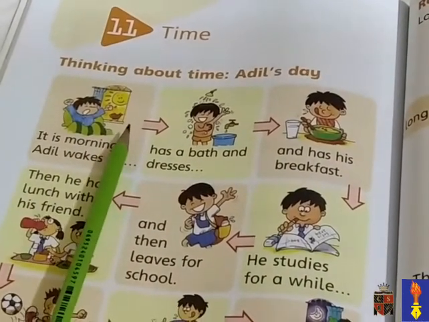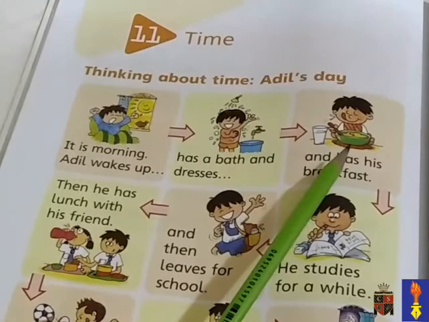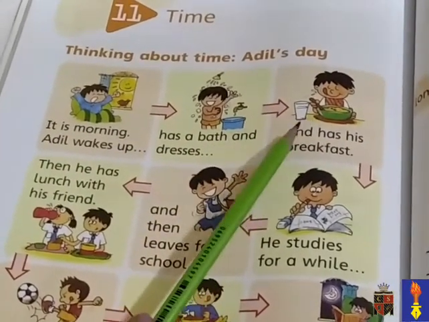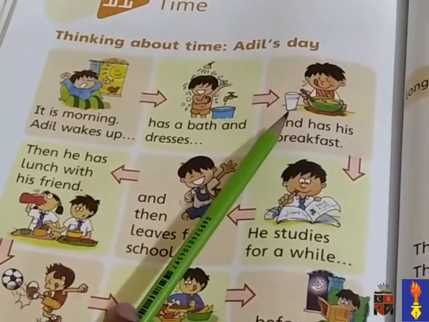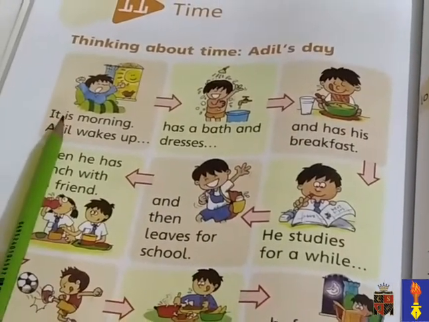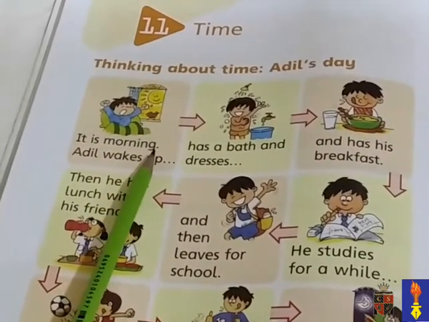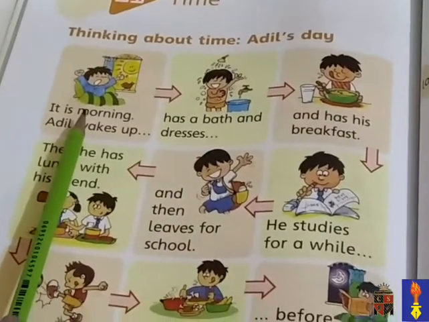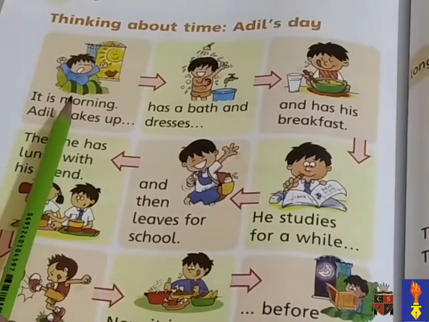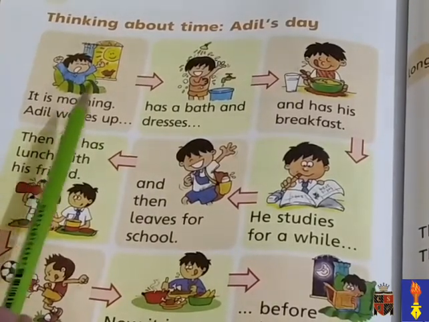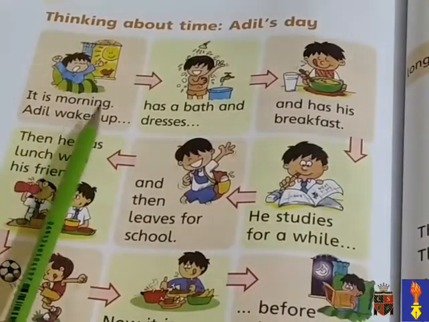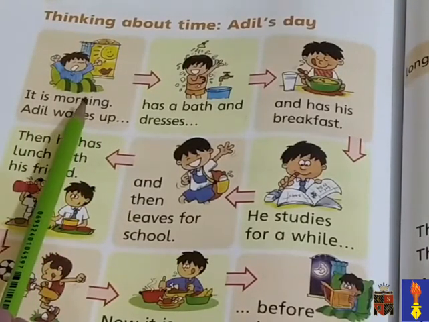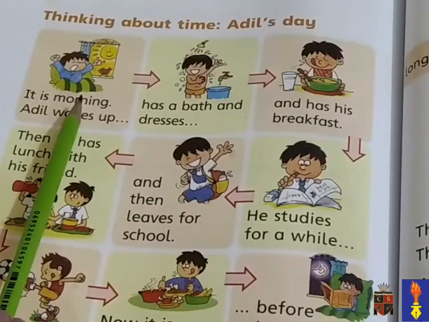different pictures of Adil's. So how Adil spent his day? So let's see. First picture, it's a morning time. When you get up early in the morning, like 6 o'clock or 7 o'clock, it's morning time, na? So Adil wakes up. It's a morning time. When you get up early in the morning, it's called a morning time.